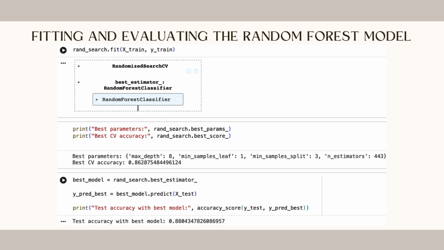Here you can see the output of the hyperparameter search. The algorithm found that the best model has a specific depth, number of estimators, and minimum samples per split and leaf. With these settings, we obtain a cross-validation accuracy close to 0.86 and similar test accuracy with the best model, which confirms that the model generalizes well.